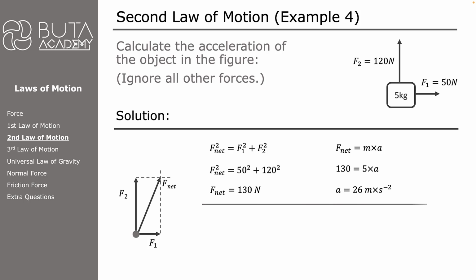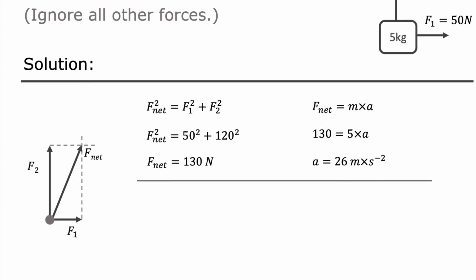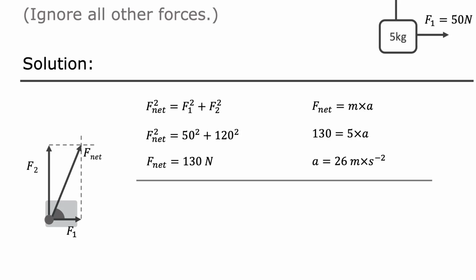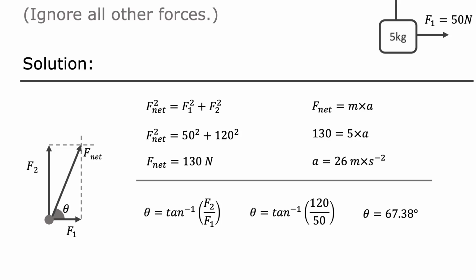As we learned in the video about the components of a vector, to calculate the direction of a resultant vector, first we have to specify an angle on the diagram. Then we can use inverse of a tangent to calculate the value of this angle. Theta is equal to the inverse tangent of F2 over F1. In other words, opposite side to theta over adjacent side. F1 is 120 and F2 is 50 newtons. Theta is going to be equal to 67.38 degrees.